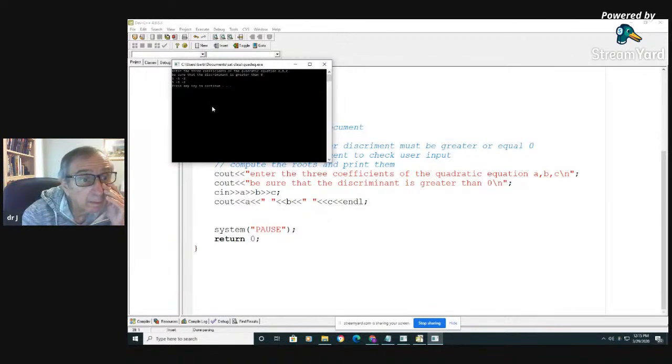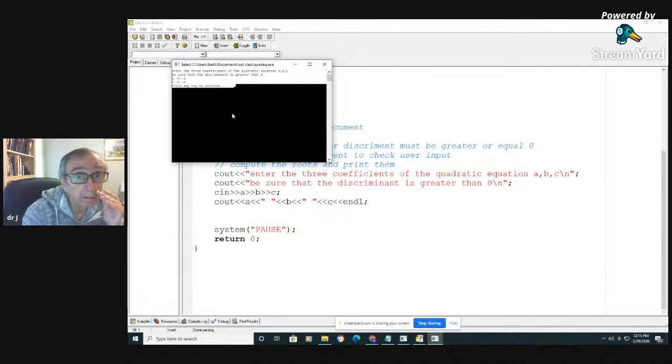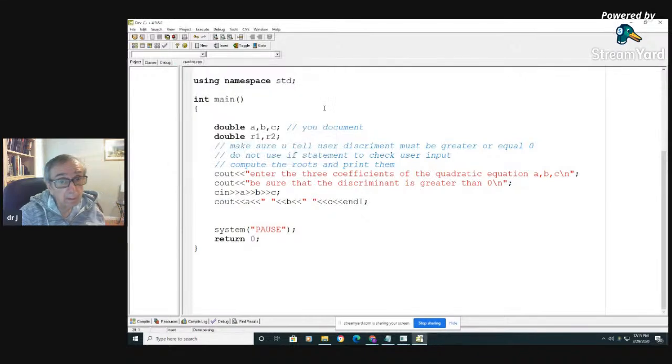And did it echo it? Can't see. 1, minus 1, minus 2. It echoed it. Okay, so far so good. And maybe we should look at computing the discriminant first and print that out. I'll give another hint.